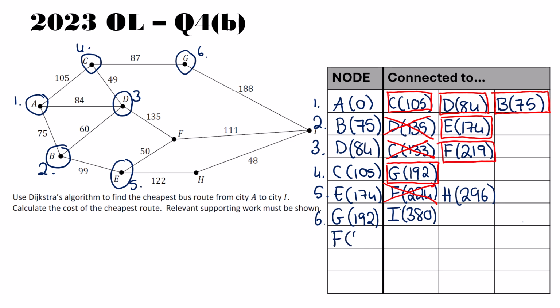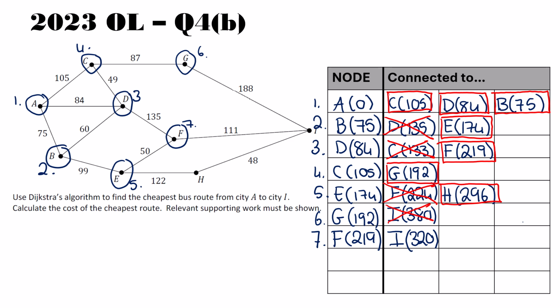So F here is 219. This is node number 7, and it only connects to I with 111. So that gives us 320. We now have a duplicate of I, so we get rid of our bigger value. Then our next smallest node is H.